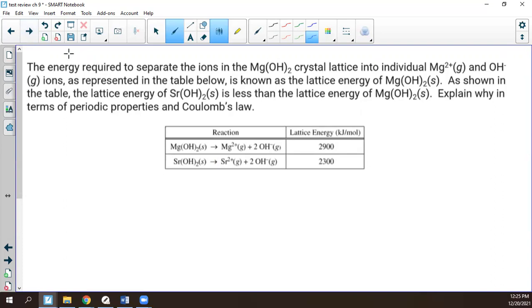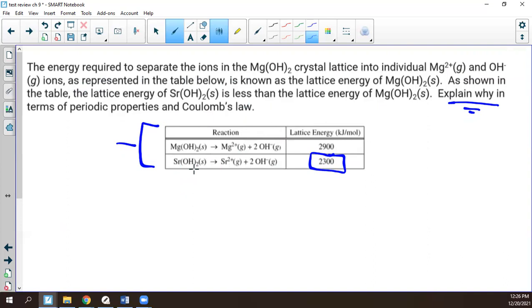All right. The energy required to separate ions in this, it has a name. What do we call when we separate ions in an ionic compound? The lattice energy. In the individual Mg and OH ions is right here. Okay, and then it shows you and it asks, why is strontium less? Explain why. So it takes 2,900 to pull apart Mg(OH)2. It only takes 2,300 to pull apart Sr(OH)2.